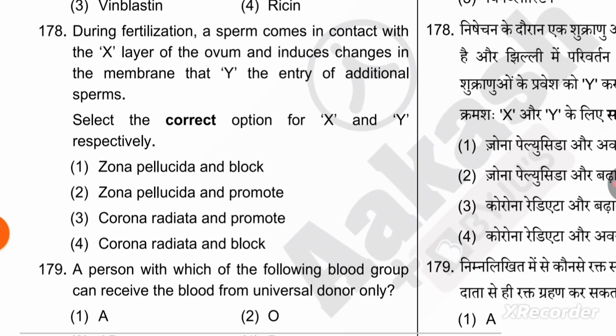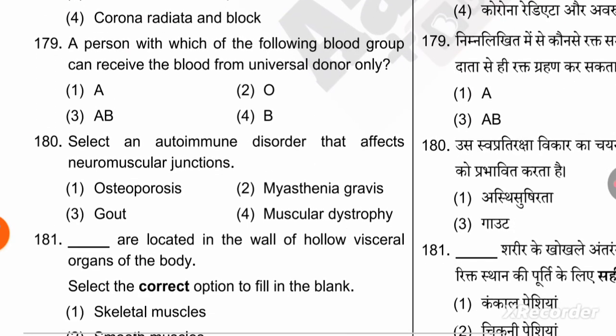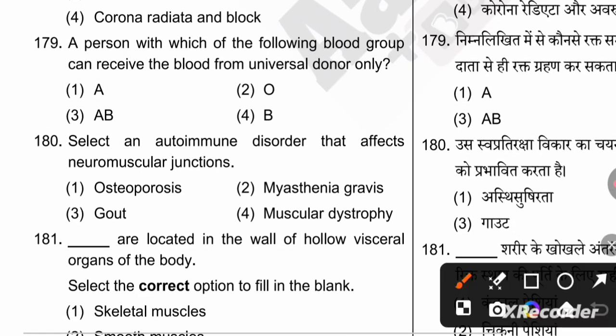178th question. During fertilization, a sperm comes in contact with X. The sperm comes in contact with the zona pellucida of the ovum and induces changes in the membrane that block the entry of additional sperm. So option 1 is the right answer for this question. 179th. A person with which of the following blood groups can receive blood from a universal donor only? The answer is O.